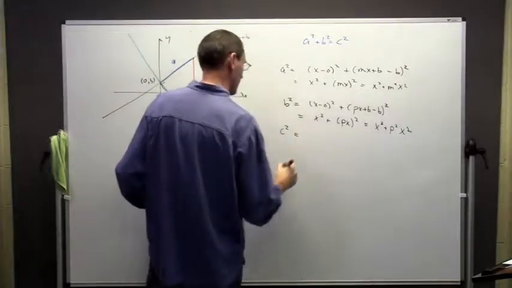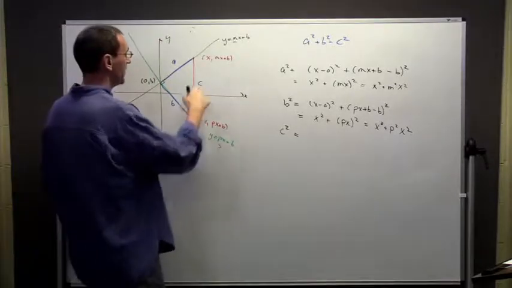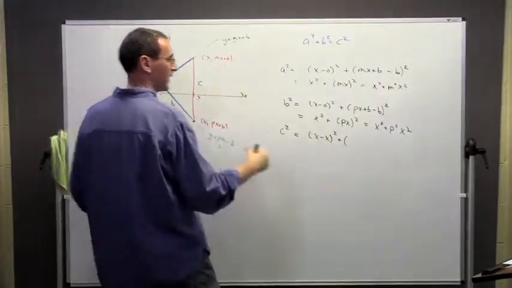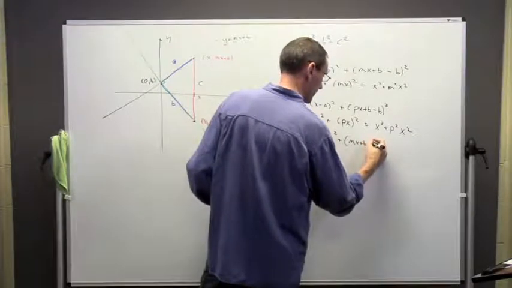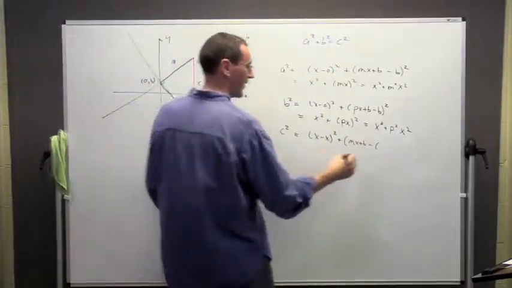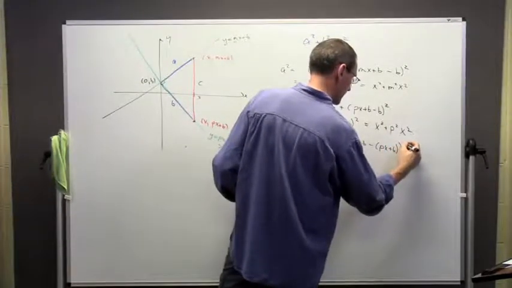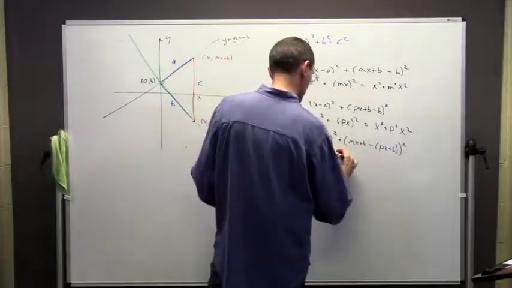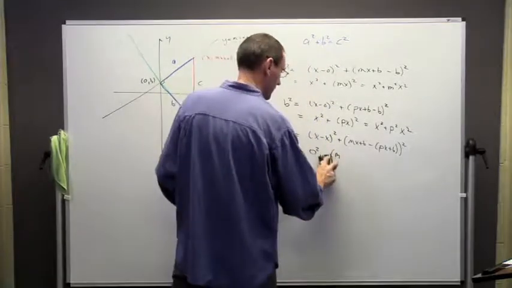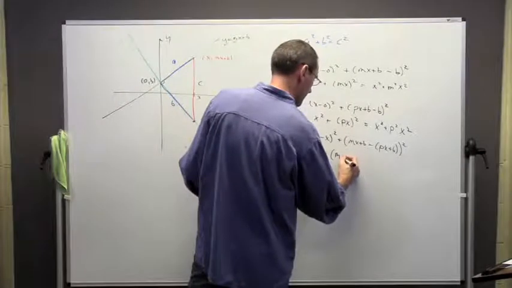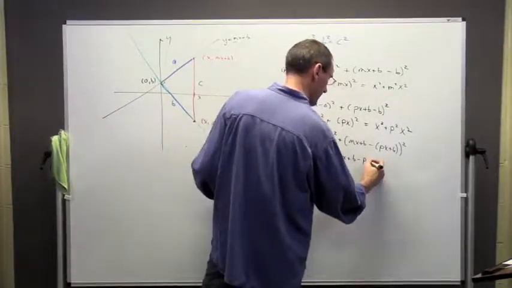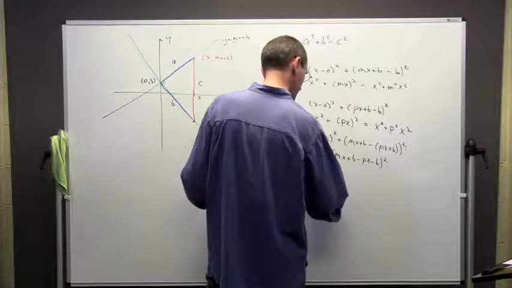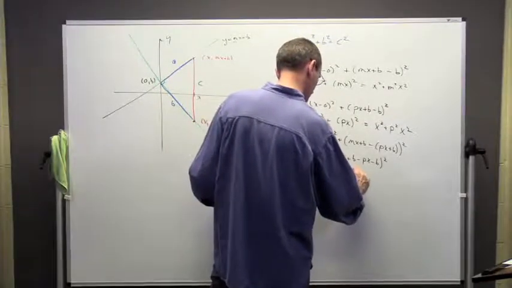Finally, I'm going to use the distance formula to figure out what's going on with c. So notice this is x and this is x. So x minus x squared. I've got that y value, and I'm going to subtract this y value. So let's see, x minus x is 0. 0 squared is 0. Oops, sorry, this is still plus. This is going to be mx plus b. If I carry that minus sign through, I get px minus b. Notice now I've got b minus b. So this becomes mx minus px squared.